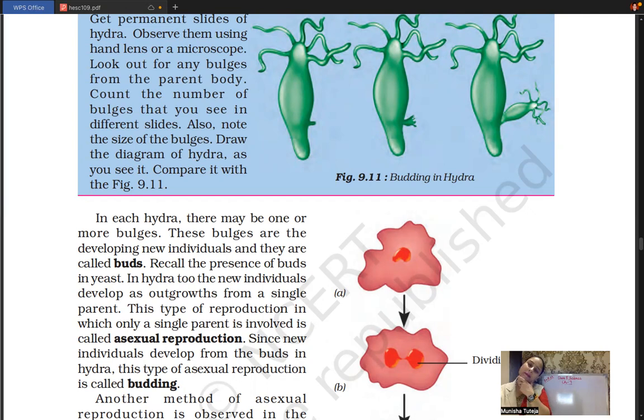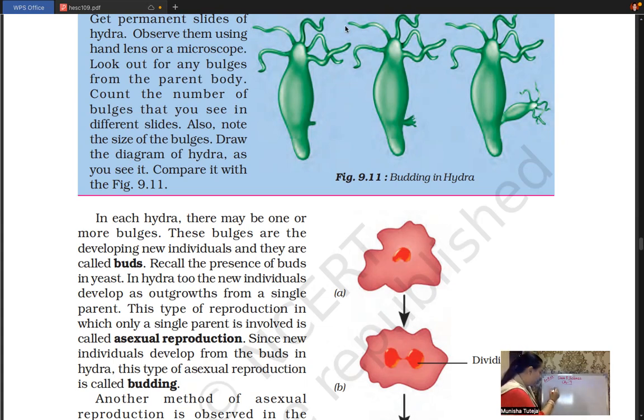And in the third diagram, it has grown even more. What do you think will happen in the fourth diagram? It would grow even more, and ultimately it will detach itself from the parent hydra cell. Understand? That is how asexual reproduction occurs in hydra by the process of budding. What is that called? That is called budding.